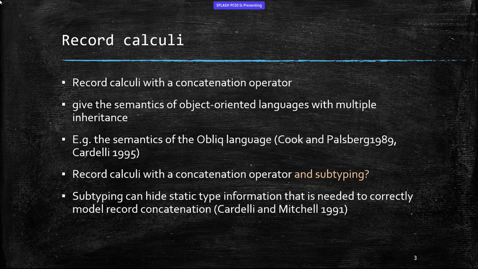Cardelli and Mitchell questioned if we can add subtyping to record calculi to correctly model records with a concatenation operator, but found that subtyping hides the static type information that is needed to correctly model record concatenation.